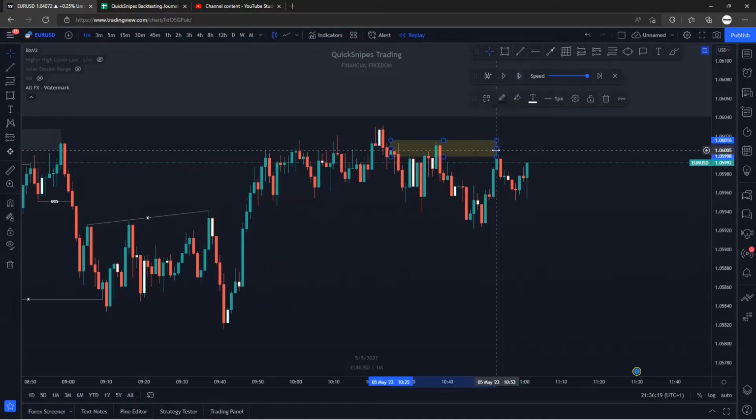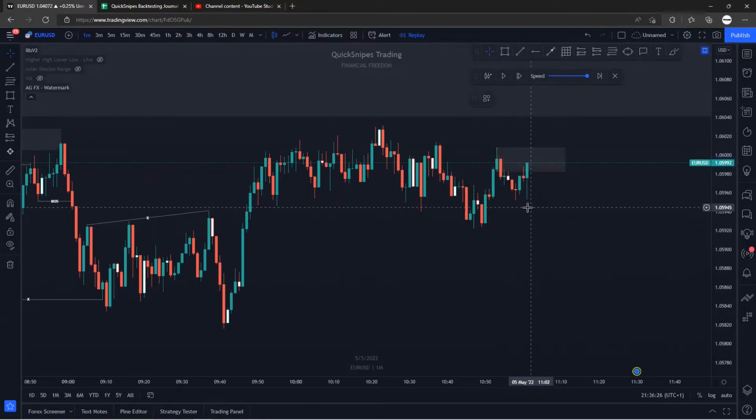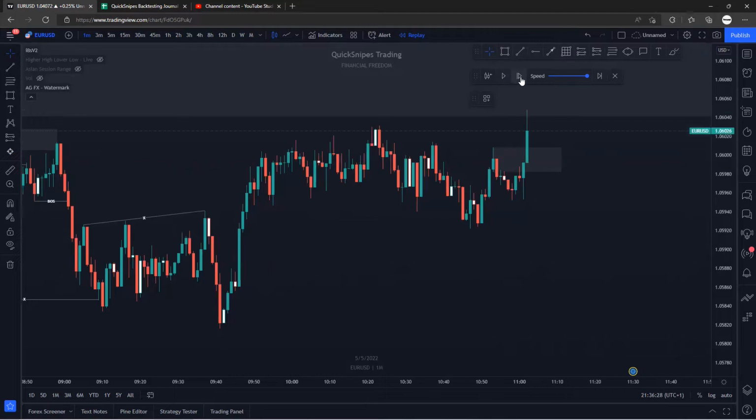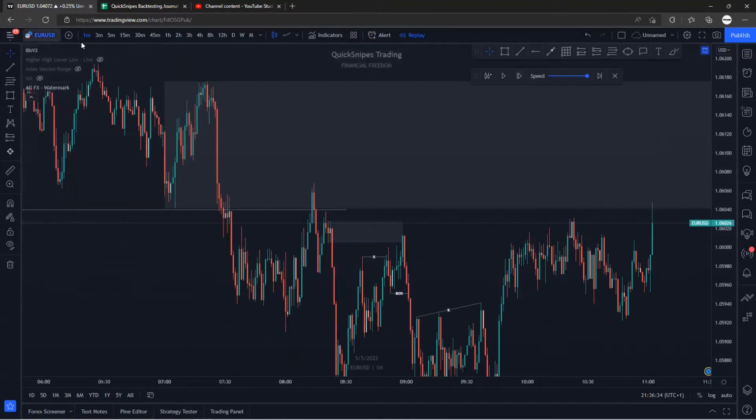Potentially, we could be looking at a trade here. The reason I wouldn't take it is because this low hasn't broken this structure. So chances are that happens. You just take out the liquidity. So let's see what we could do.